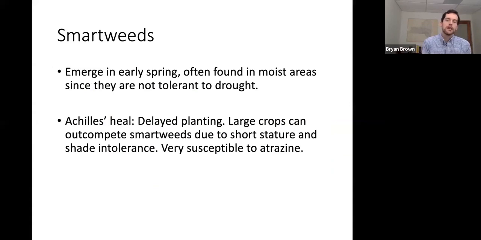And Smartweeds emerge in early spring, particularly in moist areas. And because they primarily emerge in early spring, kind of like common ragweed, a delayed planting can allow you to use your final pass with tillage or final burn down application to control these before you even have a crop in the ground.